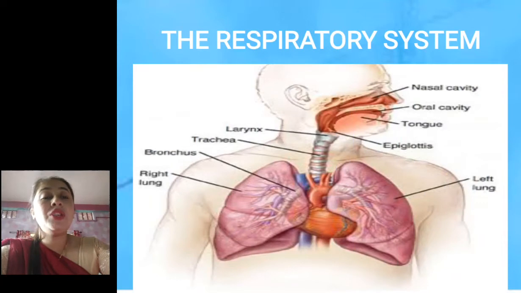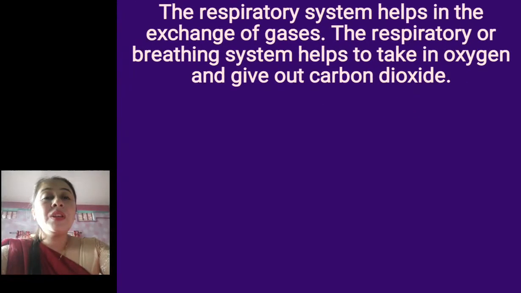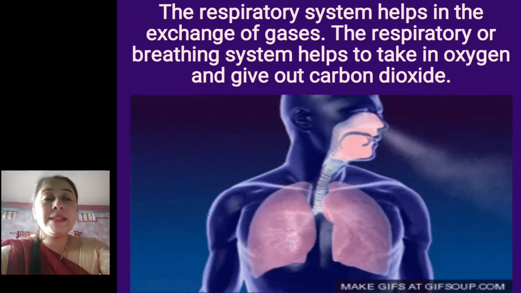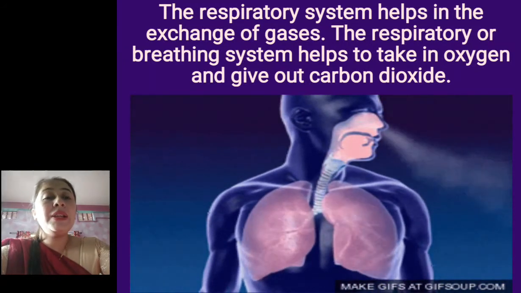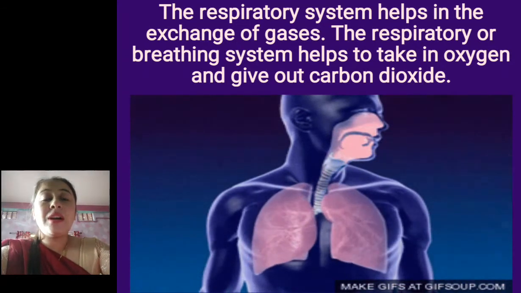So in the picture you can see the organs which are associated with the respiratory system. Okay, larynx, trachea, your nose from where you take in air, and your lungs. These are the main organs for the respiratory system. So let us see one by one what is respiratory system. So the respiratory system helps in the exchange of gases. The respiratory or breathing system helps to take in oxygen and give out carbon dioxide.